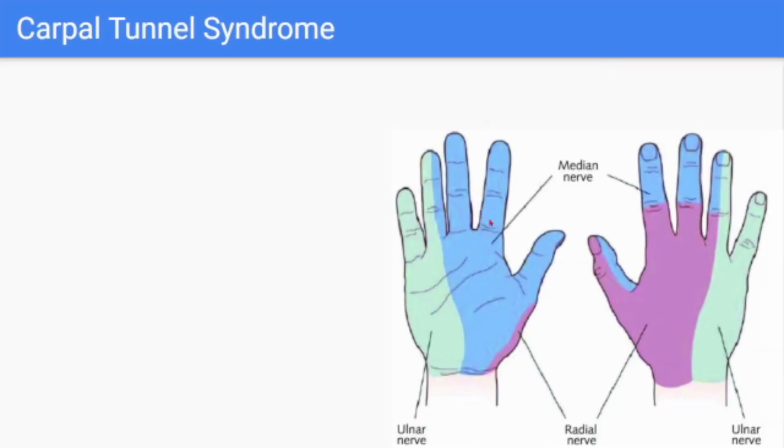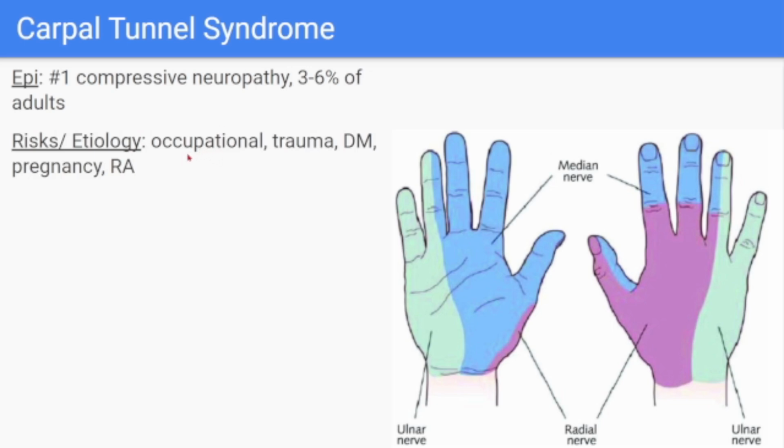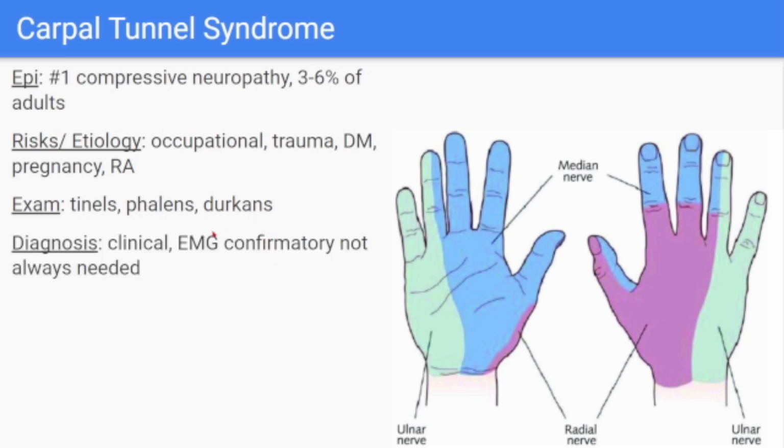So carpal tunnel syndrome is going to follow median nerve distribution, which classically is going to be the thumb, first, second, third, and half of the 4th digit. You can also have some tingling on the dorsal side, right? It's the number one compressive neuropathy, affecting around 5% of all adults at some point in their life, right? So this is a very, very common condition. It is typically occupational, but also related to trauma, diabetes, pregnancy, rheumatoid arthritis. They'll have positive Tinel's, Phelan's, or Durkin's, which is typically enough to confirm your suspicions.